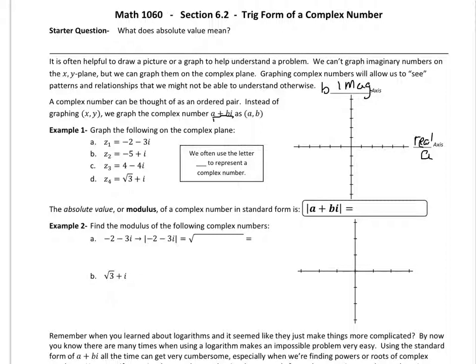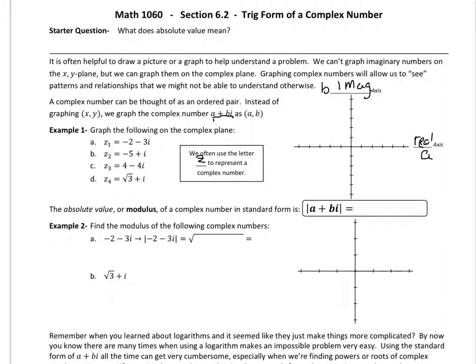All right. Now, we often use, and you'll see this a lot in this chapter, the letter z to represent a complex number. So z equals blah, or z sub 1, z sub 2, z sub 3. Whenever you see that z, that's a complex number, okay?